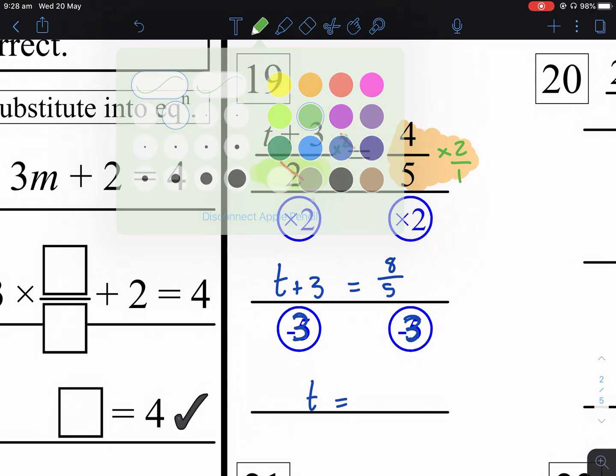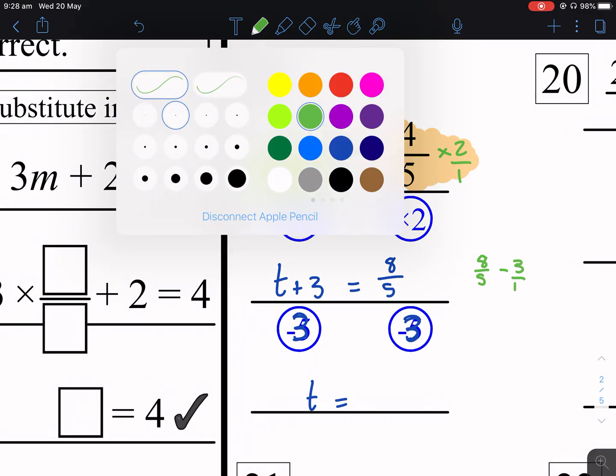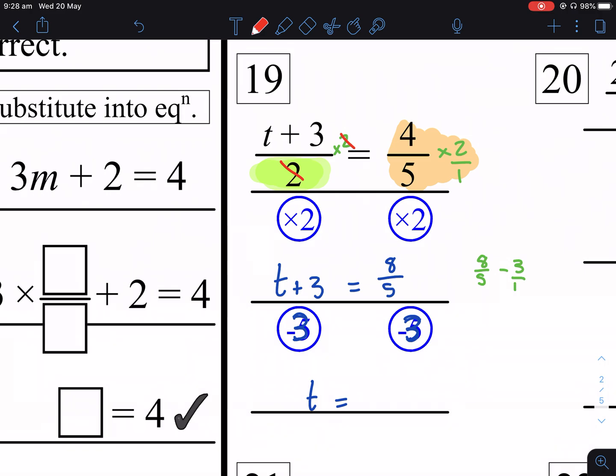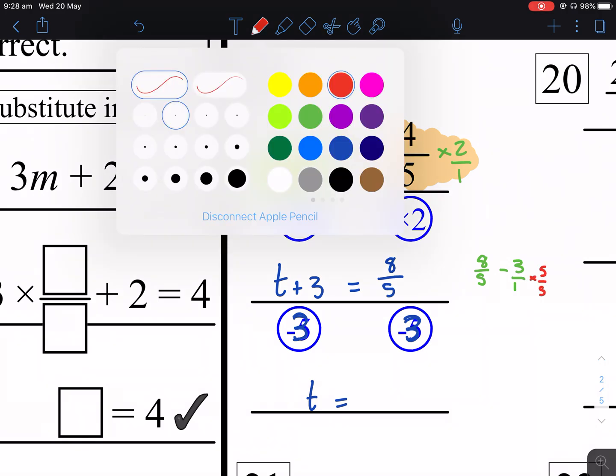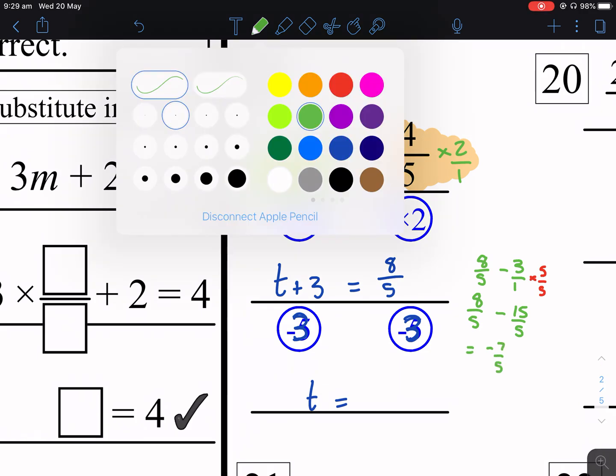I'm actually going to figure that out. Now that's the same as minus 3 over 1, which means I need the same denominators, so I'm going to times this by 5 over 5. So I've got 8 over 5 minus 15 over 5, and that gives me negative 7 over 5. So that's my answer, negative 7 over 5. You could have used a calculator.